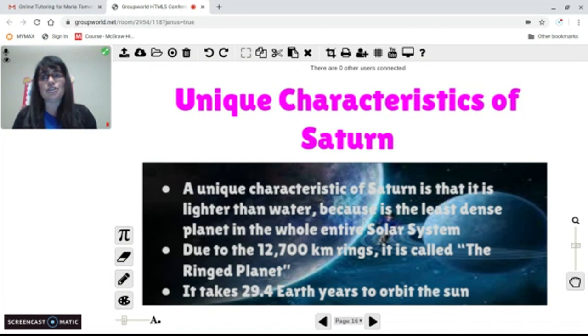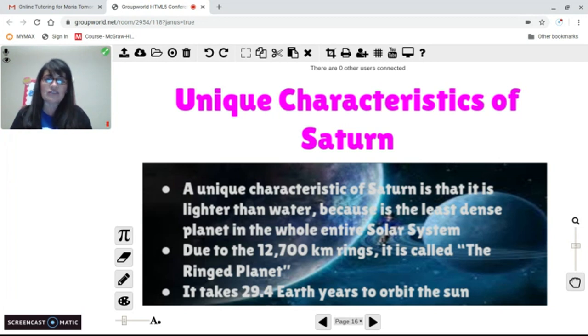The last thing that the teacher wants to know is, what are the unique characteristics of your planet? Well, for Saturn, it's almost like the conclusion of your project. So you can repeat the things that you learned and the things that are exciting and make it different from other planets. A unique characteristic of Saturn is that it is lighter than water because it's the least dense planet in the whole entire solar system. You wrote that before, write it again because that is a unique part.